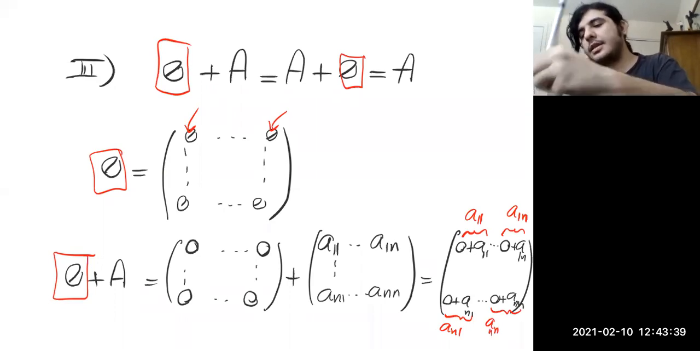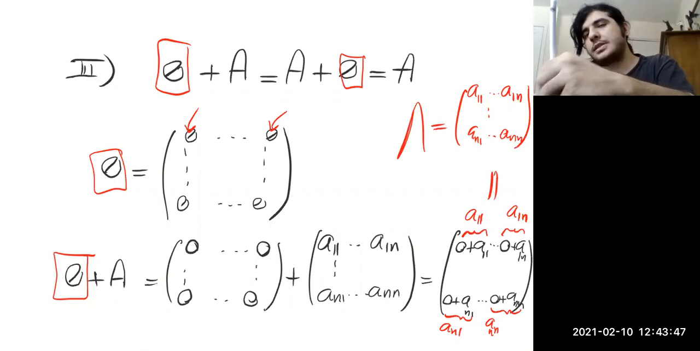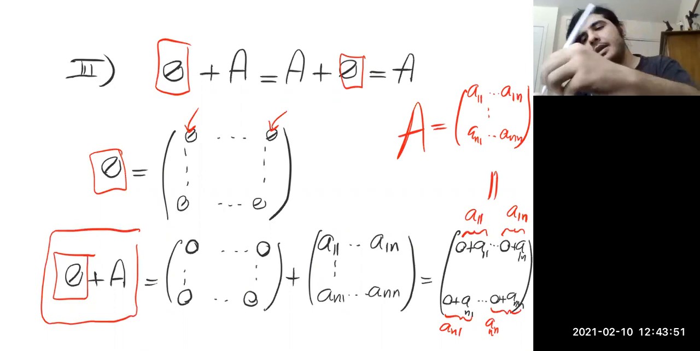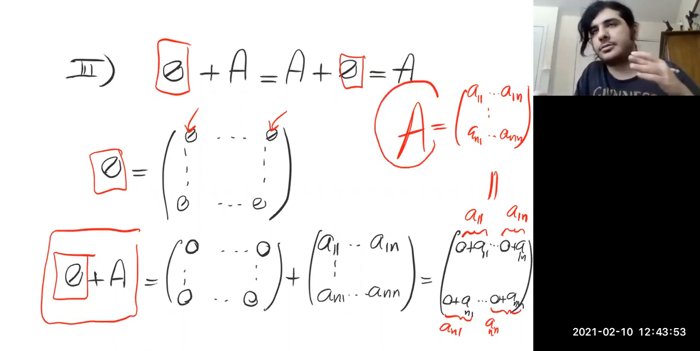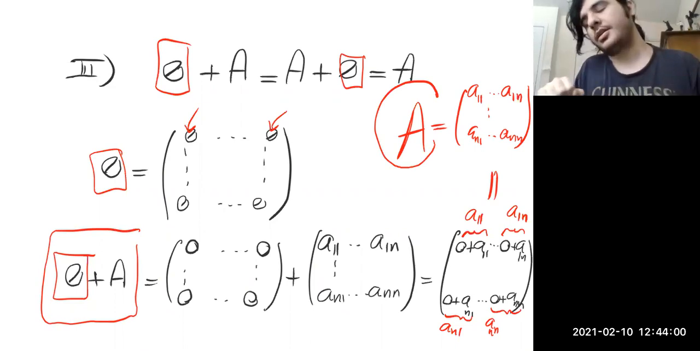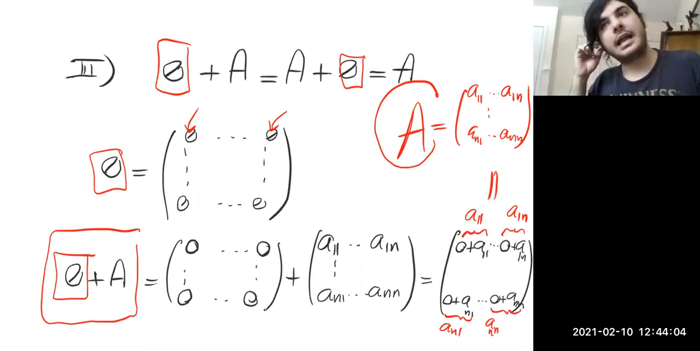So this thing is equal to A11 up to A1n, AN1 up to ANN. And this is just the matrix A. So I started with the matrix 0 plus A, and I ended up at just the matrix A. So 0 plus A is just A. A plus 0, similarly, is just A. So we have the identity element.